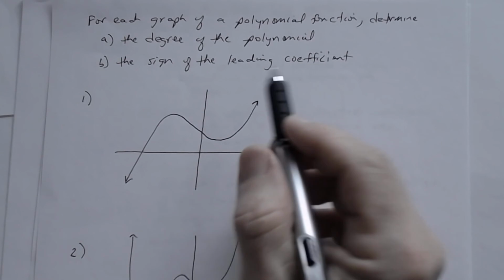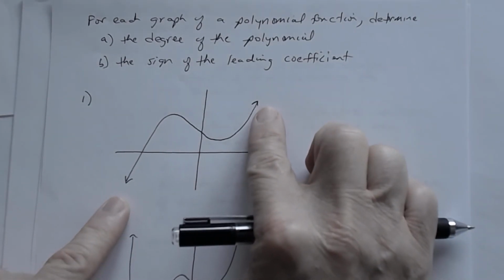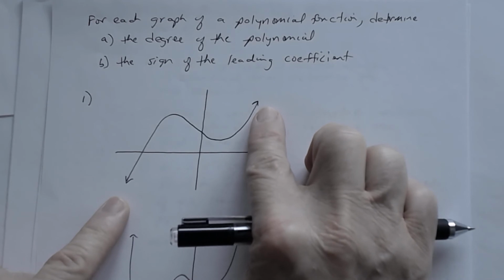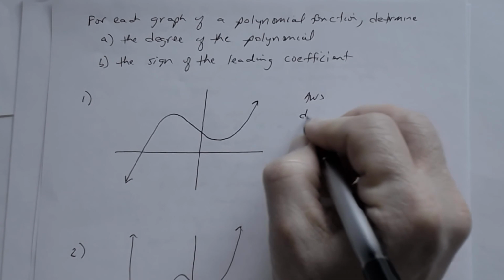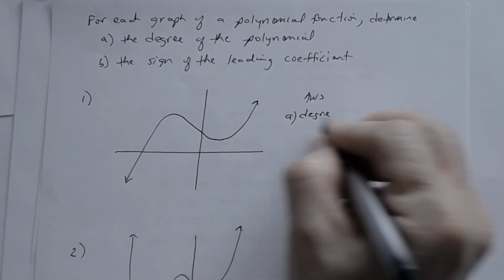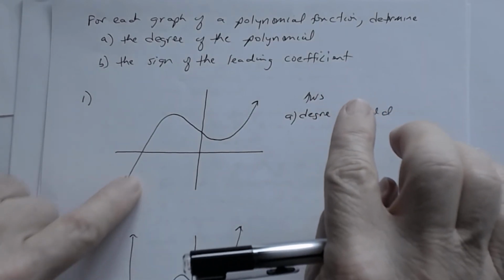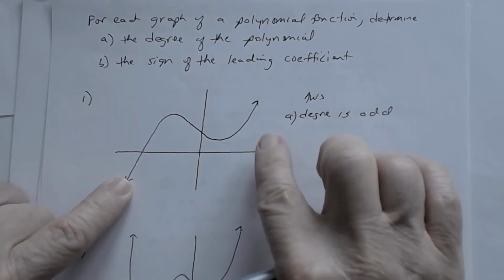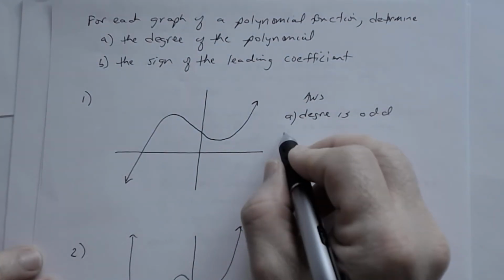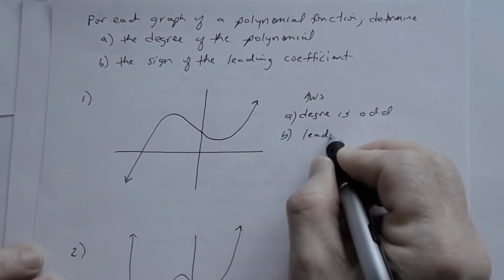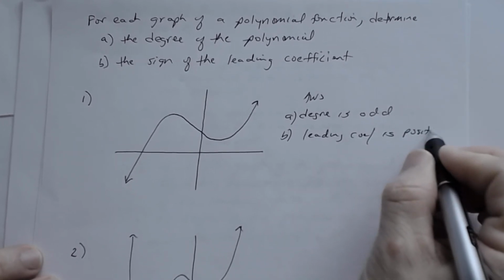All right, so the degree, now remember, if it's in opposite directions, what does that mean? It means the degree is odd. So automatically we know the degree is odd. So the answer, you're going to say this. The degree, for part A, the degree is odd. All right, now if it points down on the left, points up on the right, that means the leading coefficient is positive. The leading coefficient is positive.